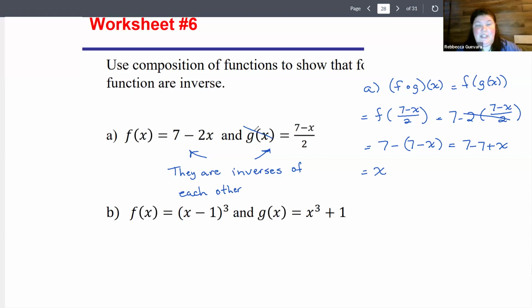Meaning that I could take one of these, I could rewrite this one as f inverse of x, and then we could rewrite this one as g inverse of x. Oh, both those notations sticking in my head.